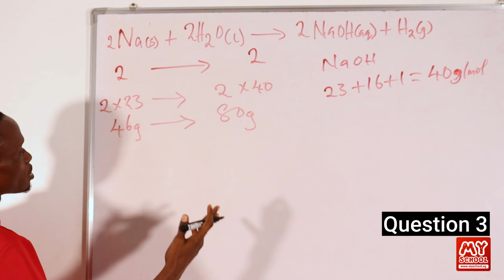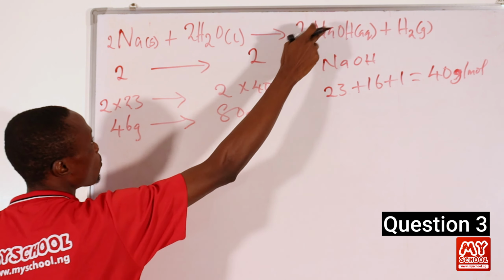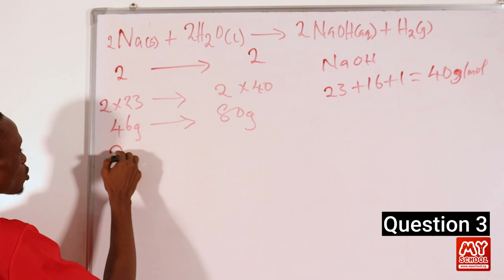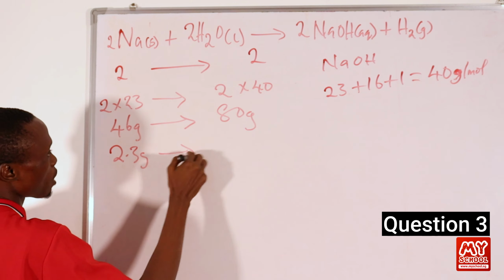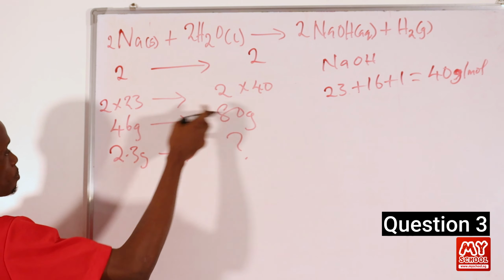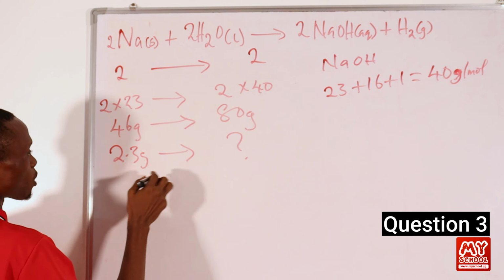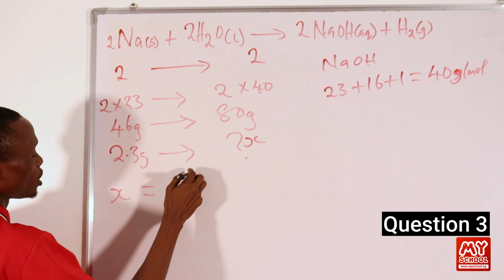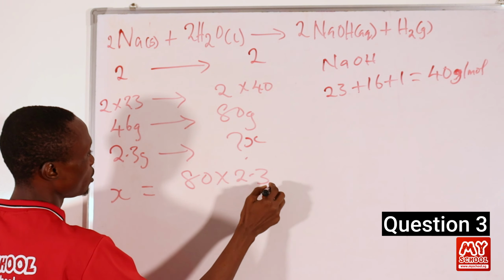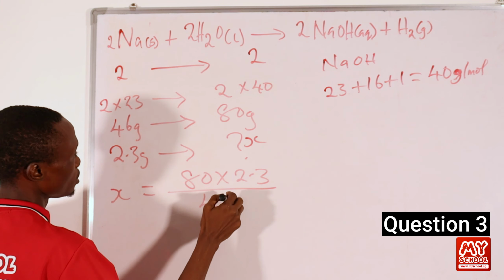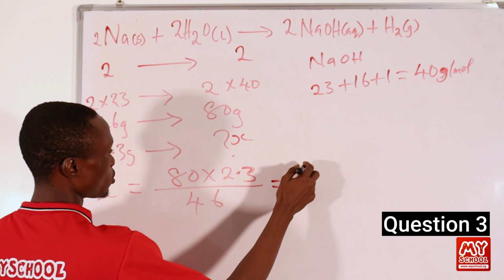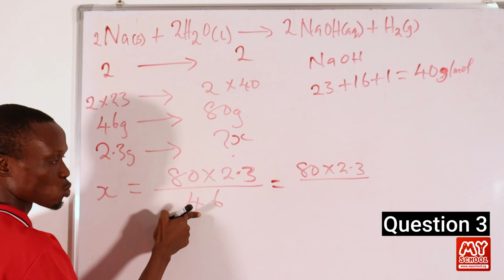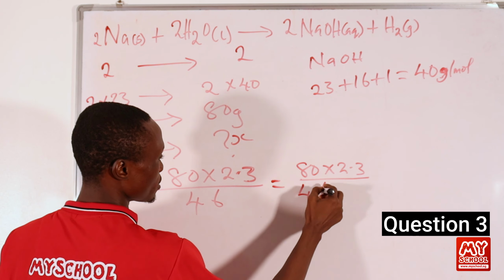So the question they are asking us is what mass of sodium hydroxide will 2.3 grams of sodium produce? So here we put your 2.3 grams. So what mass will it produce, right? So we just cross multiply. If we cross multiply, the mass that will be produced, let's call it X, will be equal to 80 times 2.3 over 46. Now this 46, we can as well write it as 4.6 times 10.